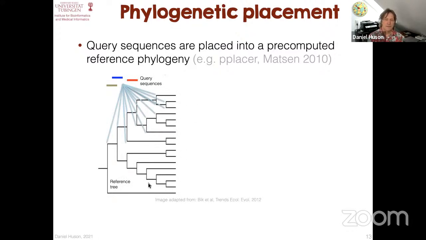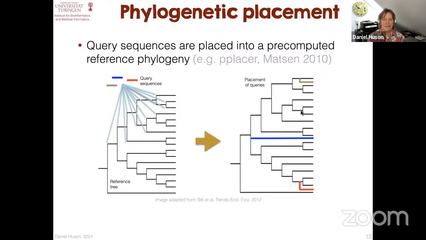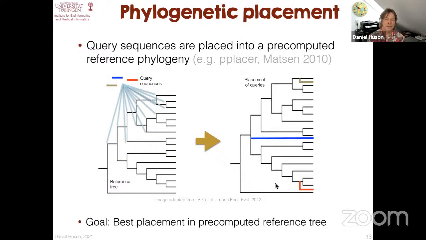So you've computed this reference tree. You spent a lot of time coming up with a tree that you believe in, that you think is a good representation of the true phylogeny. And now you've got some sequences, and you want to know where's the best place to put these. And so you use some maximum likelihood criterion or parsimony criterion to find the best place to place those things. And you get something like this, where these three query sequences have been placed somewhere into the phylogeny. So that's an important problem, and algorithms for that are widely used. Find the best placement in a pre-computed reference tree.